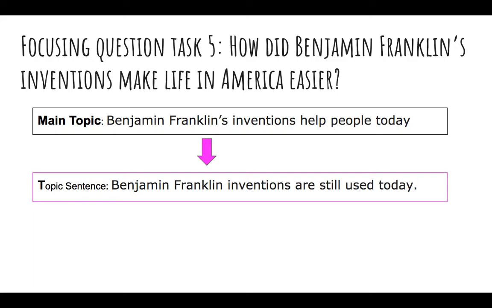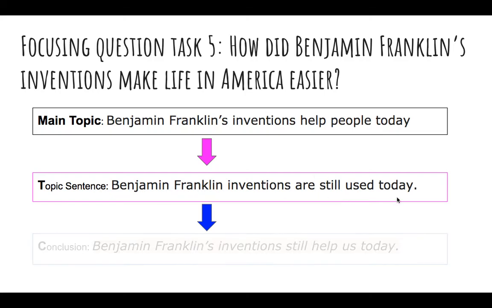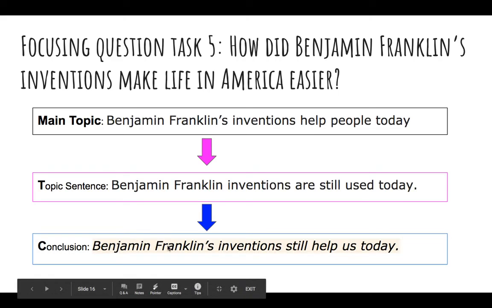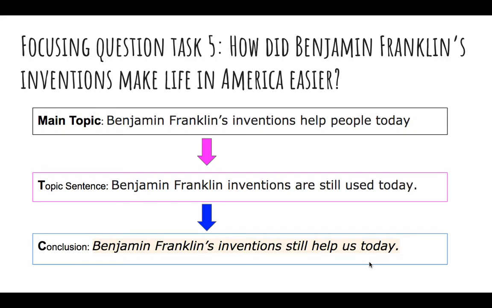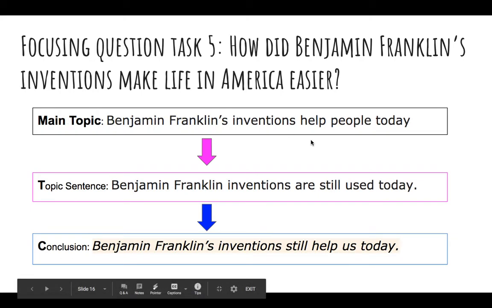Let's get into the conclusion. What would the conclusion be? Remember, you're using basically the same words. That's the last part of the bun. The conclusion is, Benjamin Franklin's inventions still help us today. Notice it's almost the same sentence, and it also uses some of the things from the main topic. So when you're coming up with a topic sentence and conclusion, friends, don't feel scared. Don't feel like, I don't know how I'm going to do this. Think about the main topic, and you have your topic sentence and conclusion.